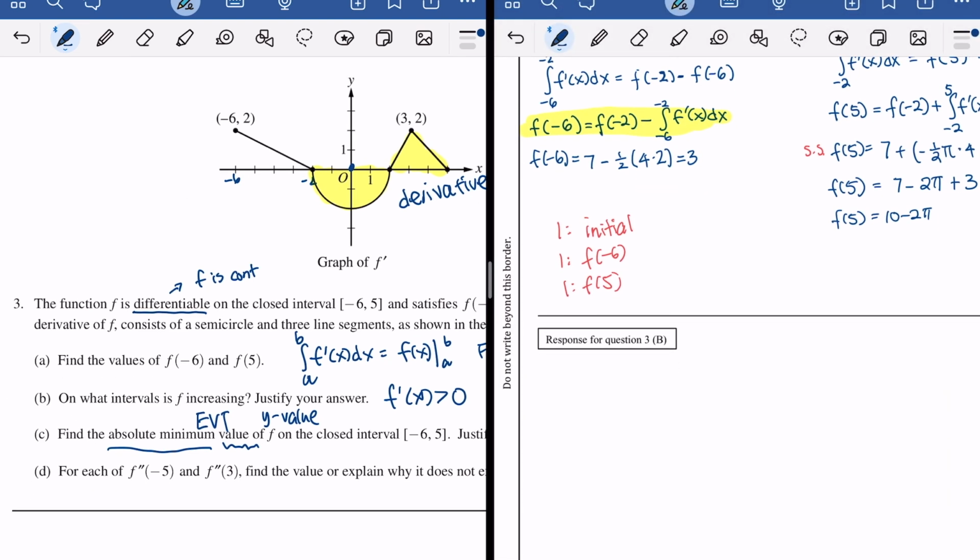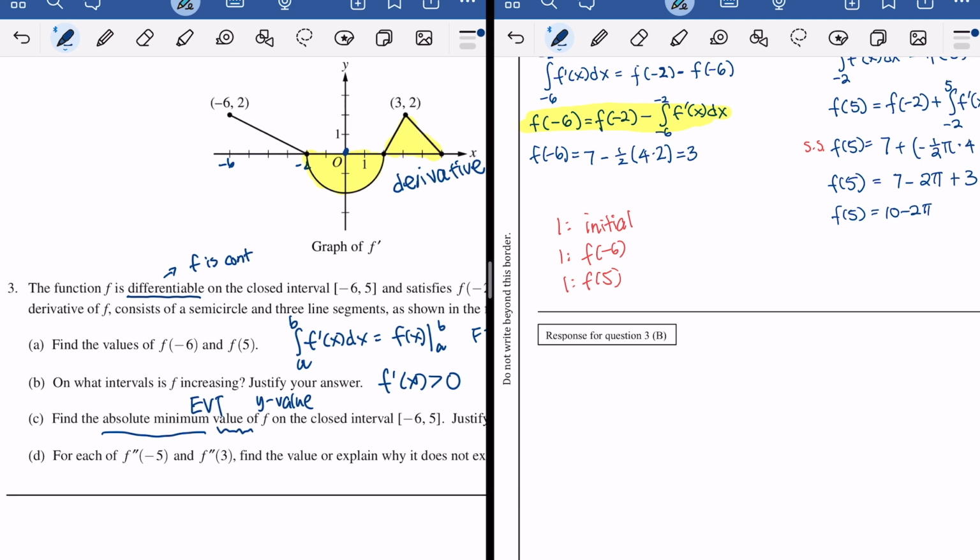The second part, again, we already know that we're looking for f prime of x is greater than 0. And in this case, f prime of x is greater than 0 every time when you're above the x-axis. All of this part right here. So the interval we are looking for is from negative 6 to negative 2, and then from 2 to 5, and that's pretty much it.